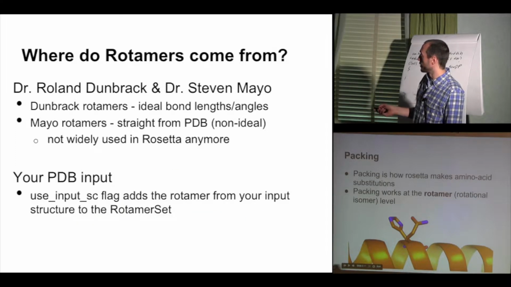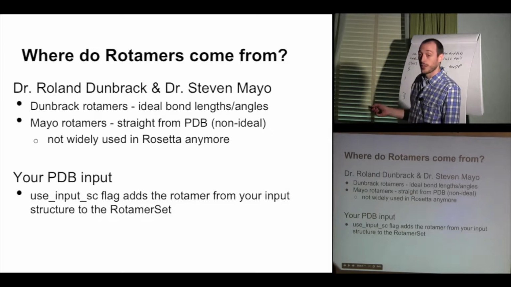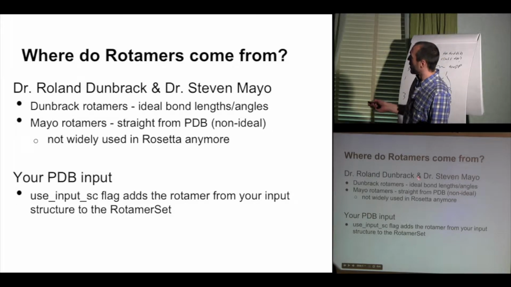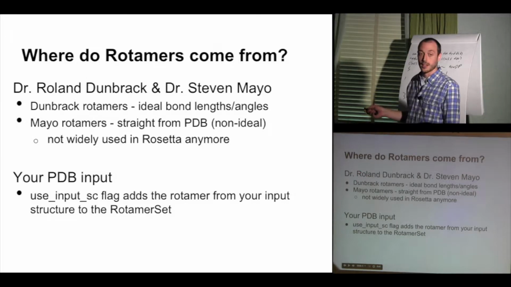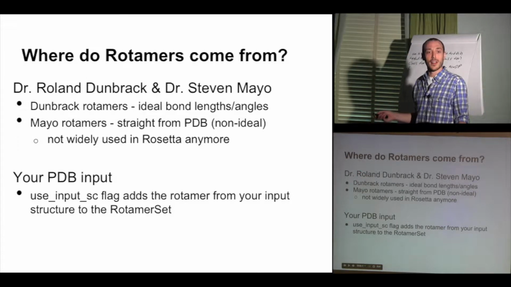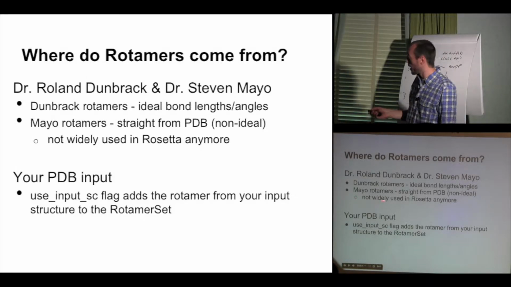All right. And so where do we get our Rotamers in Rosetta? They come from the Dunbrack lab, and they had previously come from the Mayo lab. I don't think we use the Mayo conformational Rotamers anymore. So it's almost entirely from the Dunbrack lab, and these have ideal bond lengths and angles. Is that right, Andrew? We don't use the Mayo conformers anymore? Yeah, that's what I thought. So really they come from the Dunbrack lab.